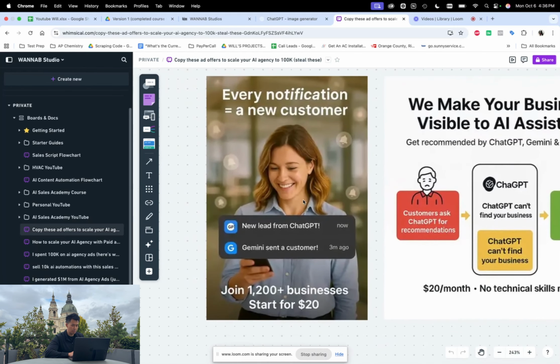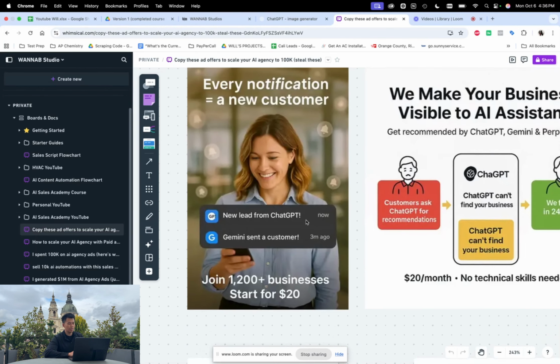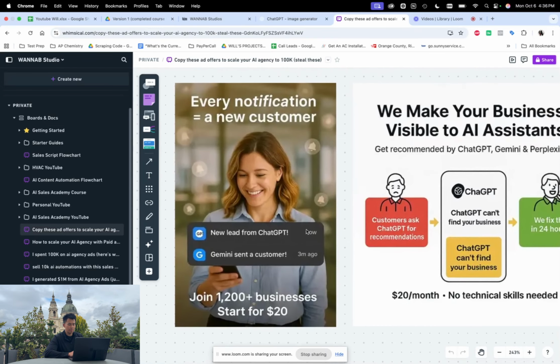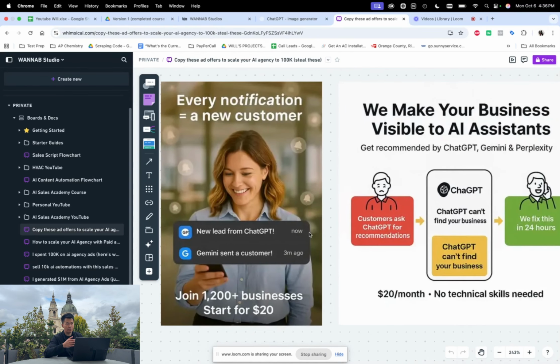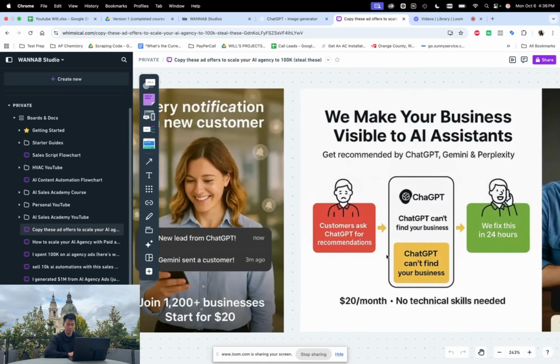Every notification here's a new customer, new lead from ChatGPT, join 1,200 businesses, start with $20. To be honest, this ad isn't great. It doesn't speak to a specific audience, but it does have some transparency in pricing, right? Start for $20, so you can get someone to click because, oh, I'm going to get leads for $20, right? The con is you might get people that are broke and they're expecting something for $20 or less. But if you have a good upsell, you have a good funnel, then you can upsell them to something else, right?